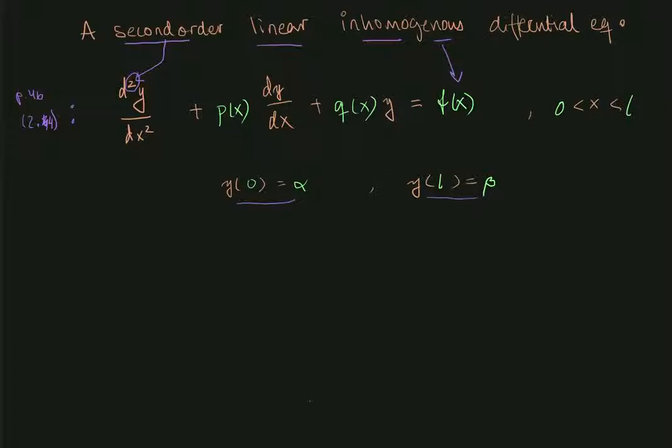And the reason why I did that is because we need to be very certain of what we know and what we don't know in this differential equation. So P of x, Q of x, f of x, the interval that y is defined on, namely 0 to L, and the value of y in the interval endpoints, these are all known quantities.